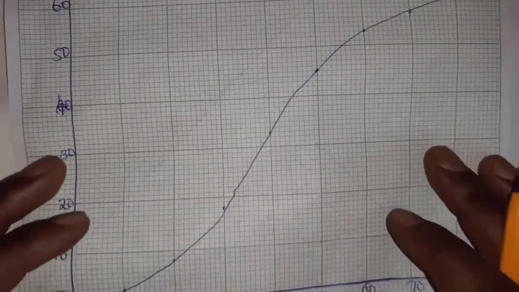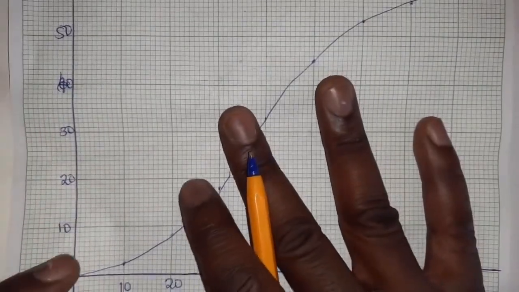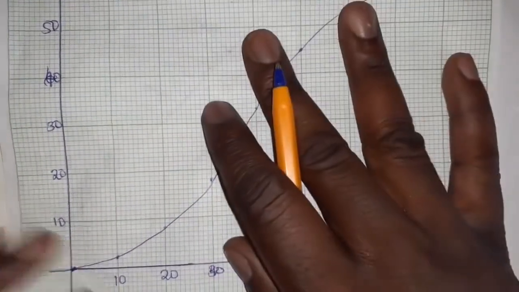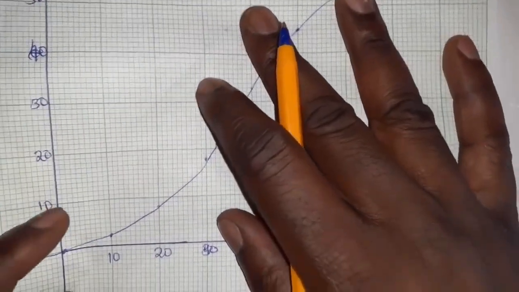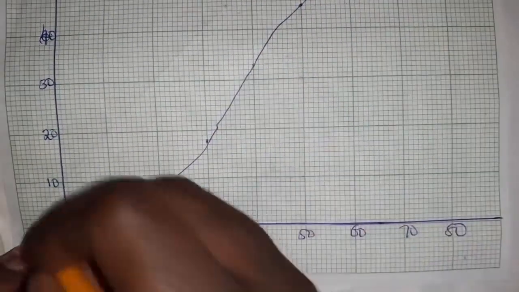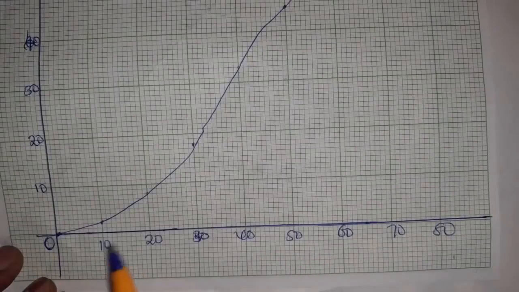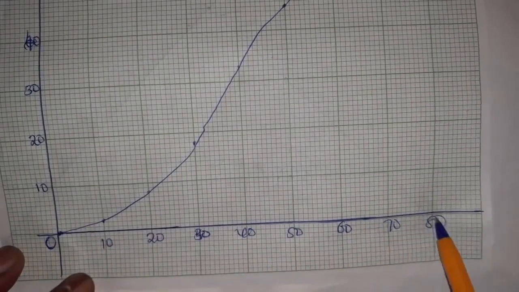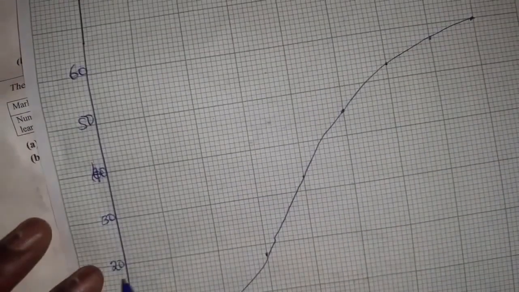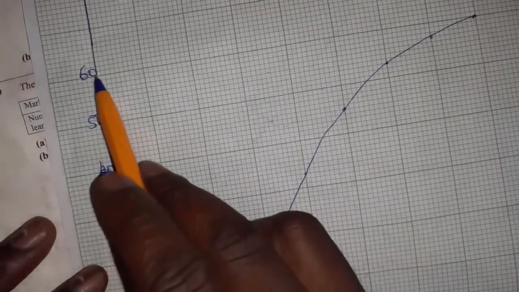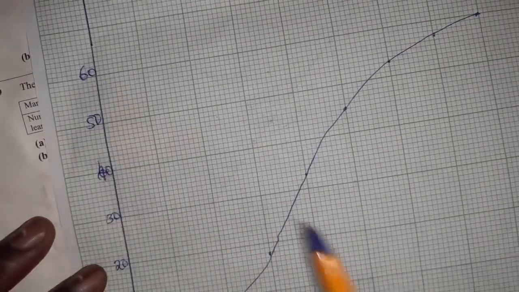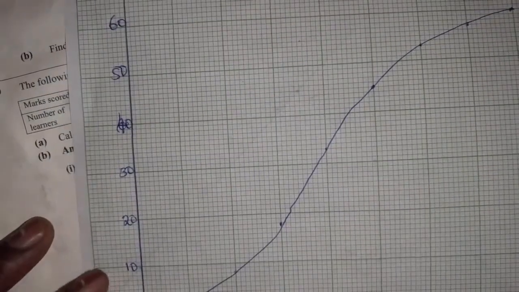Okay, so if you have managed, this is what you are going to get here. Have your 0 here. This must go 10, 20 up to 80. And this one must go up to 60.